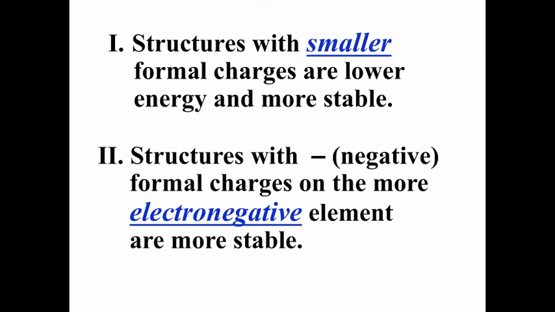So what we find is that once we've introduced this idea of formal charge, structures that have a smaller formal charge in general on their atoms are lower energy and more stable, and structures that have a negative formal charge on the electronegative elements within them are more stable as well, if there has to be a negative charge, that is. I don't understand. Okay, well, let's see if we can make you understand.